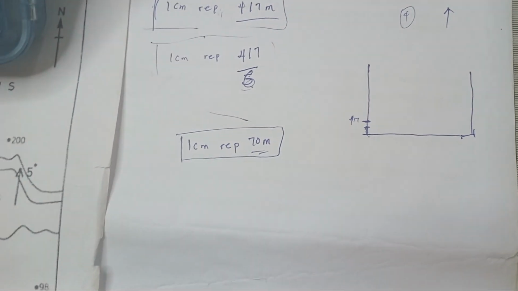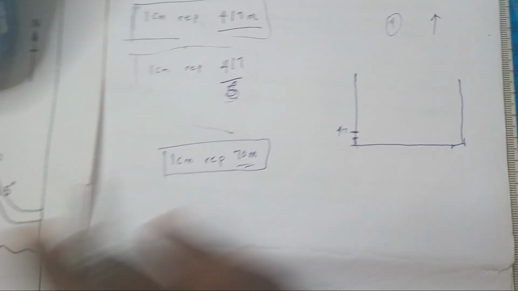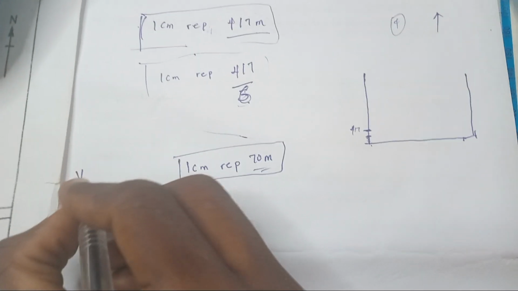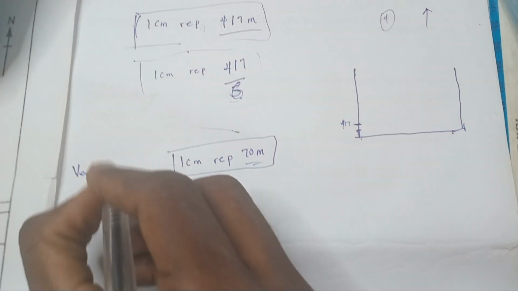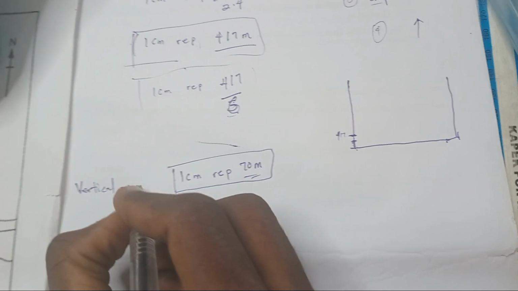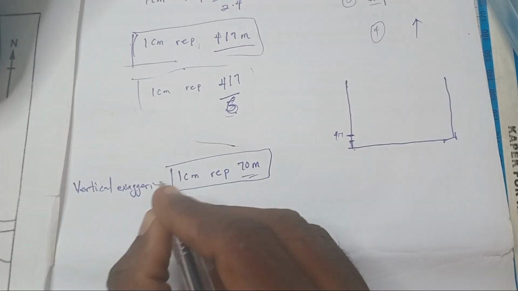Anytime you are going to exaggerate in your exam, you must make sure that you write it out, that the vertical exaggeration of the cross section is this.